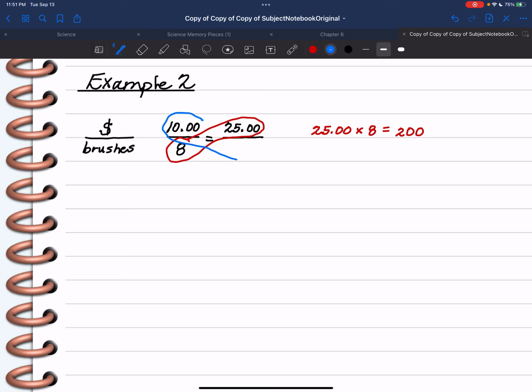Now when I go to draw a peanut right here, it's not a full peanut, right? There's nothing here for me to multiply. That's what we're looking for. So we're not going to draw a peanut there because there's nothing there to multiply. We're going to take the 200 that we got from that last multiplying, and we're going to divide it by the $10. So 200 divided by $10 is 20. And that is the missing piece of that peanut. 20 brushes for $25.